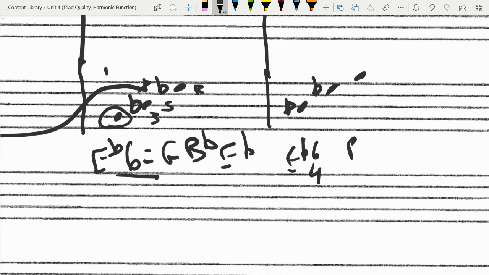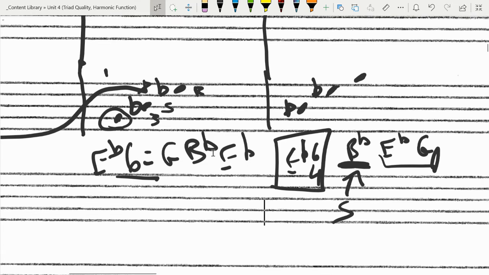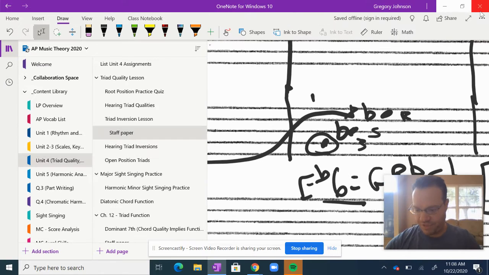Now we have B flat, E flat, and G. And again, the order of the upper notes doesn't matter. It's just whatever's in the bottom. The E flat, G, B flat is the chord. So B flat is the fifth in this case. That means it's a second inversion chord. So then we get 6/4: E flat major 6/4.